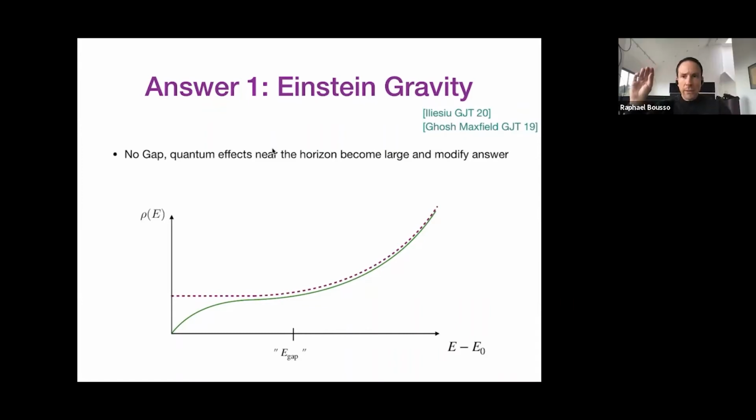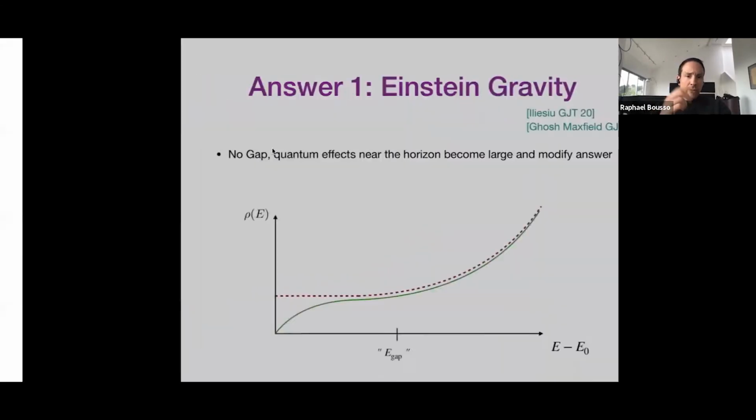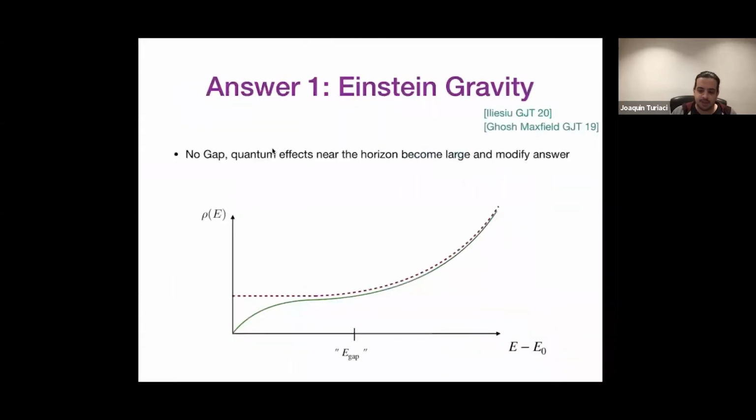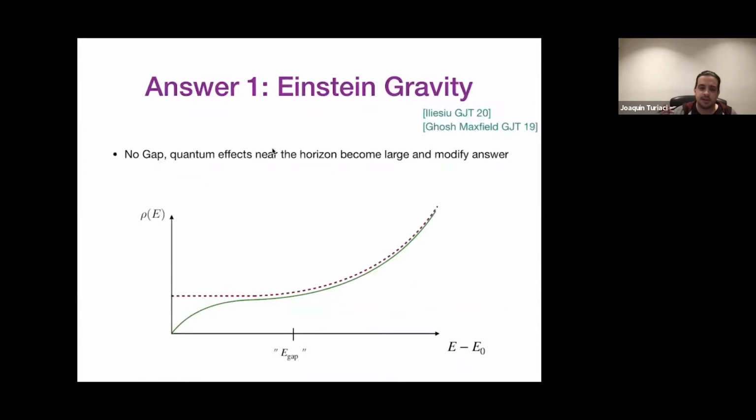Joaquin? Yeah. Can I ask a question? Sure. On the previous slide, or actually on any of these slides, is this supposed to be in the microcanonical ensemble? Oh, yeah, sorry, here I'm fixing all the charges. For example, in the case of Reissner-Nordstrom, this would be at fixed charge and fixed angular momentum. Even if you fix the angular velocity, this will change. It will be a little different, but, for example, or if you fix the chemical potential, then within each sector, this is how the density of states looks like. So each fixed charge sector.